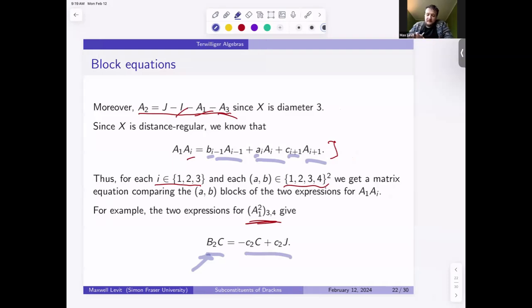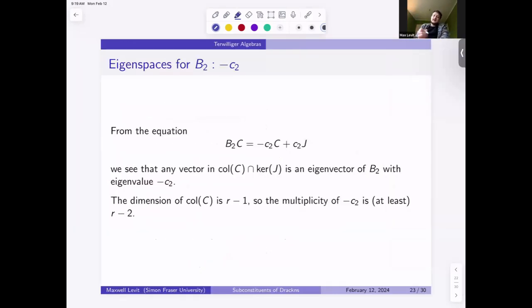Well, why is that? I think I have that on this next slide, which is that if I have something that's orthogonal to the all-ones vector, but lives in the column space of C, then I'm going to explicitly get B2 CU, if U is that vector, is equal to negative C2 CU, right? So that CU is going to be an eigenvector with eigenvalue negative C2. And this column space, well, it's just a partition into R-1 disjoint pieces, and it sort of looks something like this.